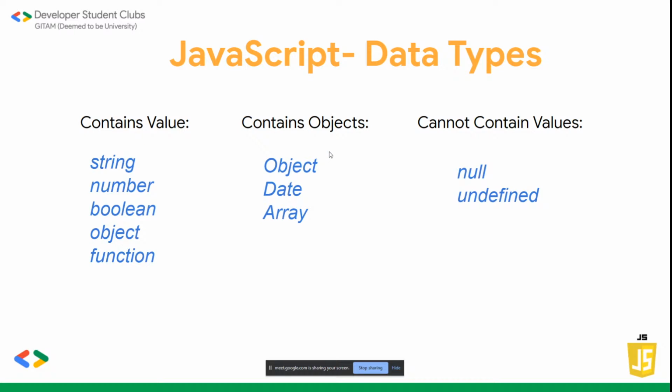I know it's a little bit confusing, but I'll just go on with the theory part once. Then we'll go into the practical part. It will be all crystal clear then. Date, array, and null value, which does not contain values at all. So those are null and undefined.